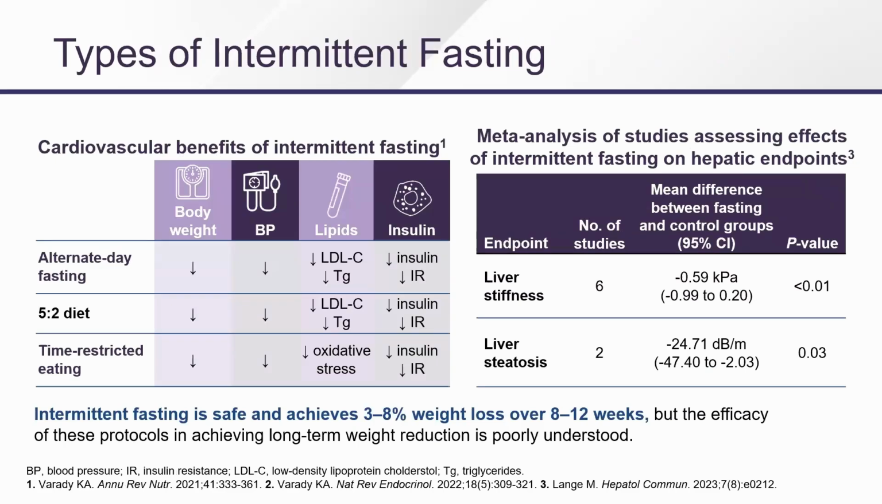What about intermittent fasting? This is the slide that I was looking for. There are a number of ways that we can engage in intermittent fasting: alternate day fasting, the 5-2 diet, time-restricted eating. And we have decent evidence that it improves liver stiffness and liver steatosis. It does achieve about 3 to 8% of total body weight loss in about 8 to 12 weeks. So these are all great.